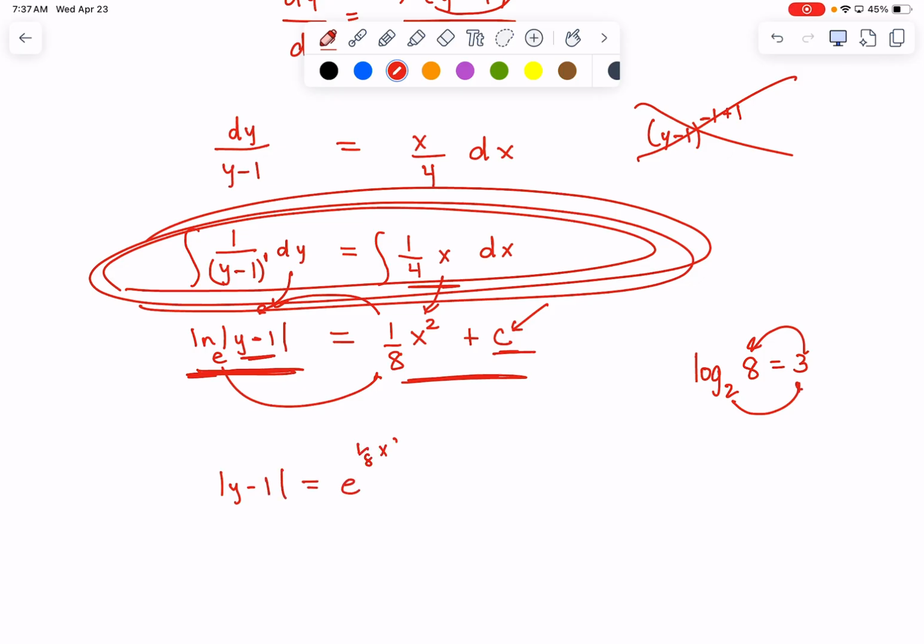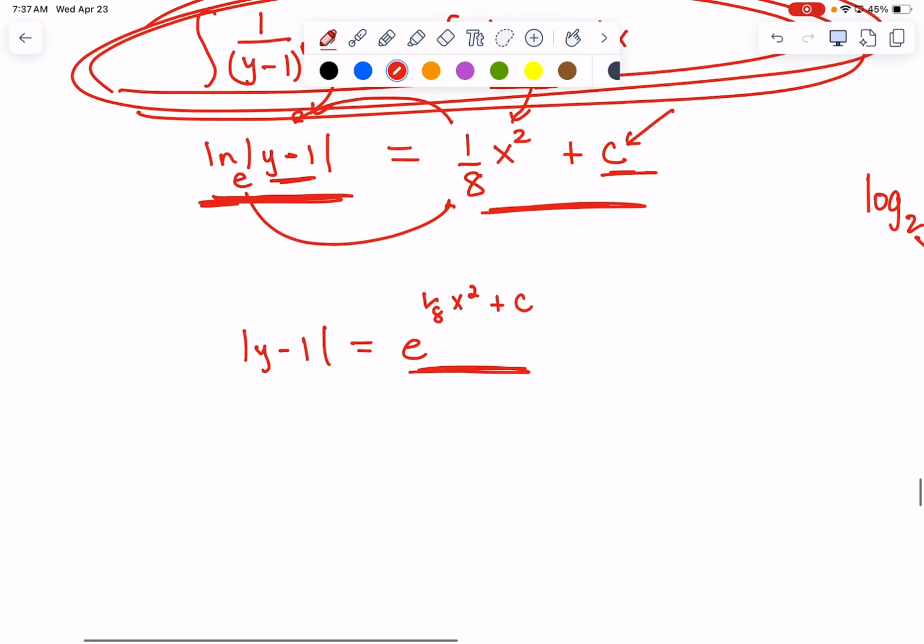And if you were with me that morning and I did that PERT thing, do you know what I did here? What did I do here with the power? I said go back to 8th grade. If it's plus, how do you break apart that power? Yep. So you have the absolute value of y minus 1 is equal to e to the 1/8 x squared times e to the what? C. Because if you multiply powers, that's the same thing as adding exponents. Do you agree? So you split the power, because when you add exponents, you can split the power of multiplication.